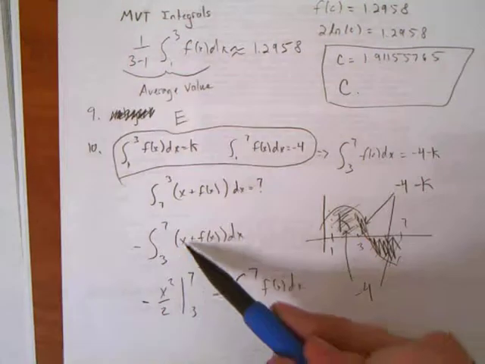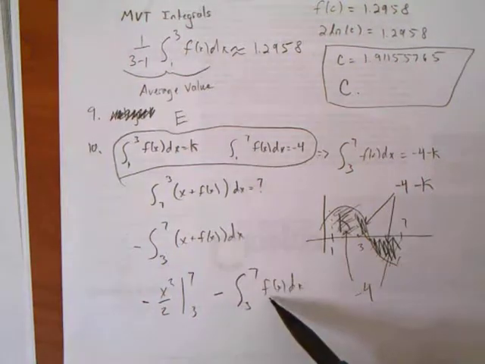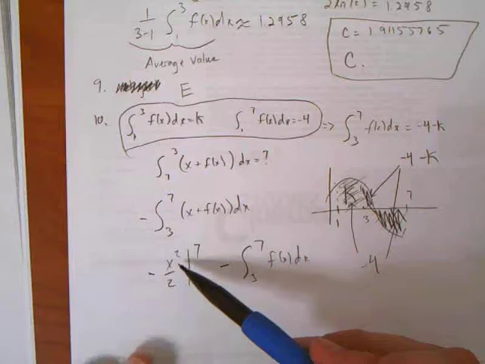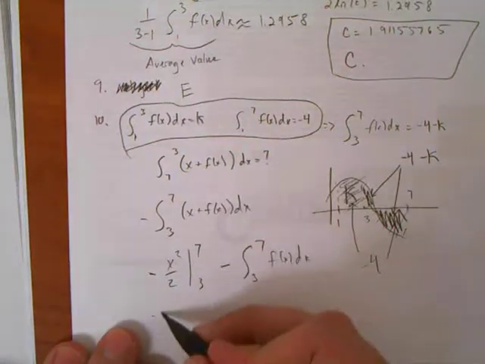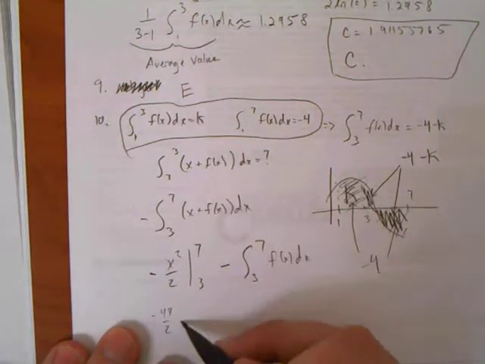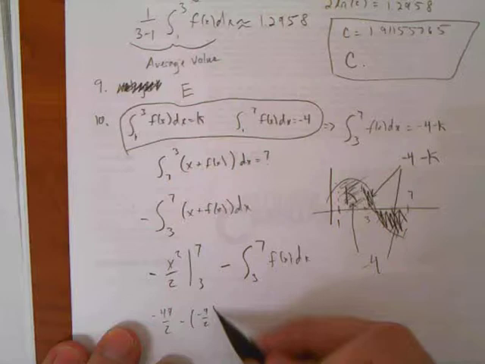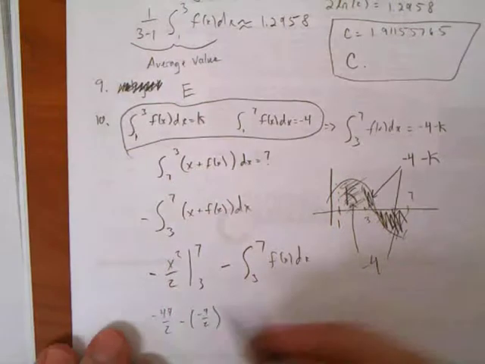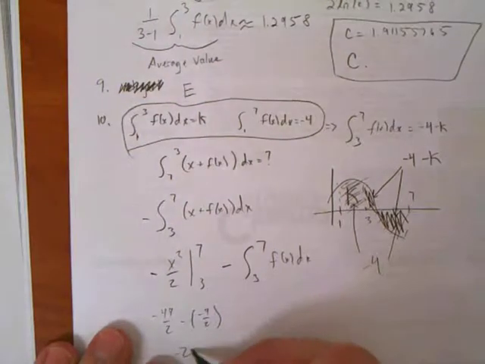So essentially I'm just doing this part first, and I'm leaving this part. I haven't done it yet. But if I put in 7, I get 49, negative 49 over 2 minus negative 9 over 2. So that would be negative 40 over 2 or negative 20.